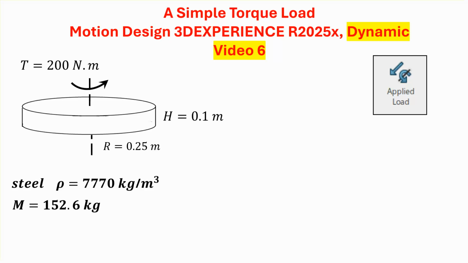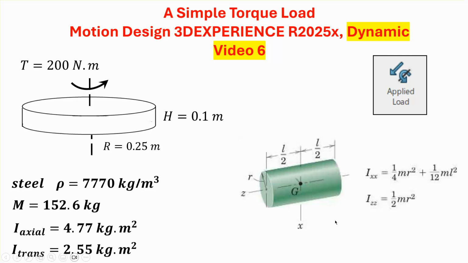Now, I'm assuming that the disk is made out of steel, and the default density in 3D Experience's database for steel is this number, 7,770 kilogram per meter cube. Now, if you don't assign properties to a dynamic problem in motion design, it will use this value, this density, to calculate the mass of the object, okay? So if you don't do anything, as you'll see in a minute, the mass of that object is going to be 152.6 kilogram.